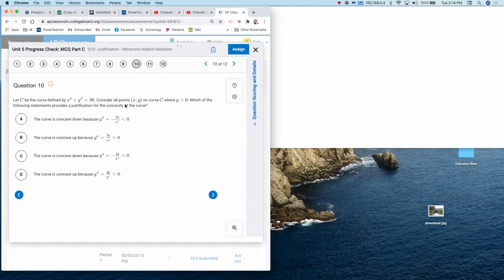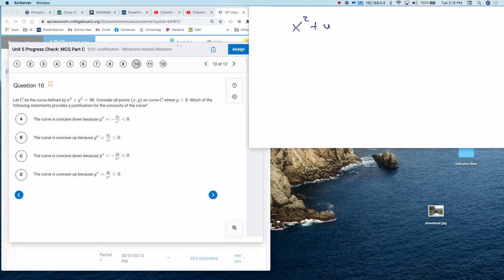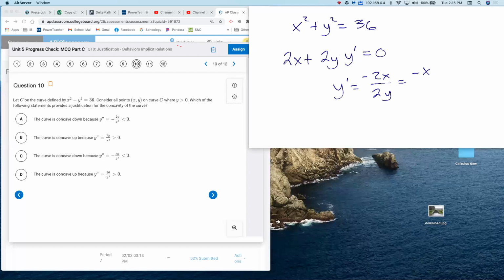Again, here we're looking at derivatives, right? We're trying to figure out when something's concave, which is the justification for the concavity. We need to find the second derivative. So just to show you how to do that second derivative, if you've forgotten, the first derivative is 2x plus 2y times y prime equals 0. So y prime is equal to negative 2x over 2y, or negative x over y. You remember that?